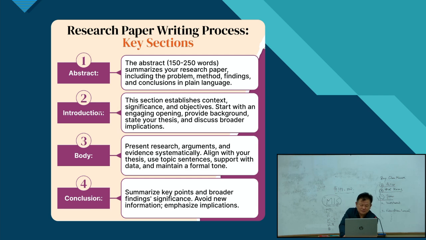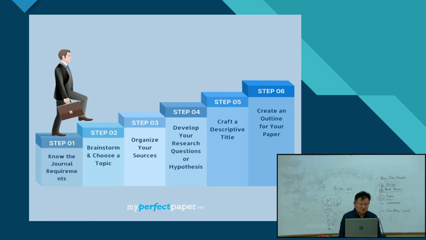And the research paper writing process, as I said, is abstract, introduction, body, conclusion. That's it, but the details are different. So know the journal requirements, that is step 1. Step 2, brainstorm and choose the topics. Organize your sources and develop your research questions or hypotheses. Step by step, you can get your final paper. This is for the research paper process.